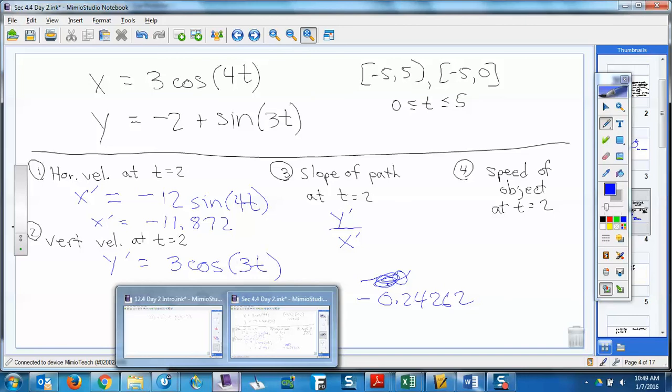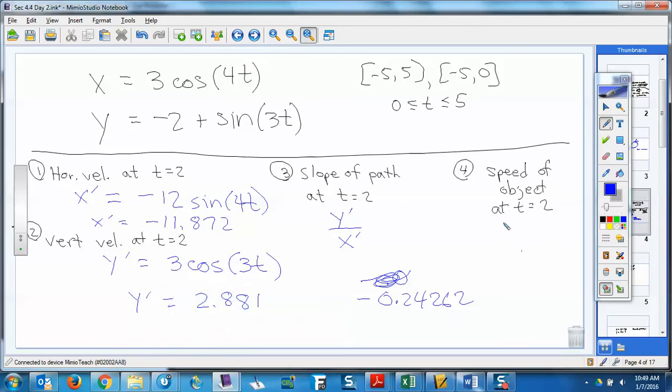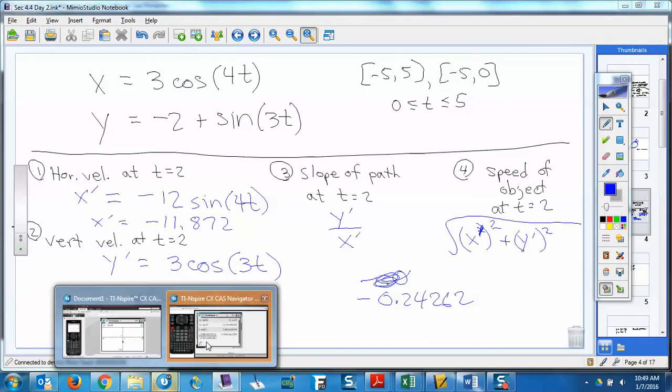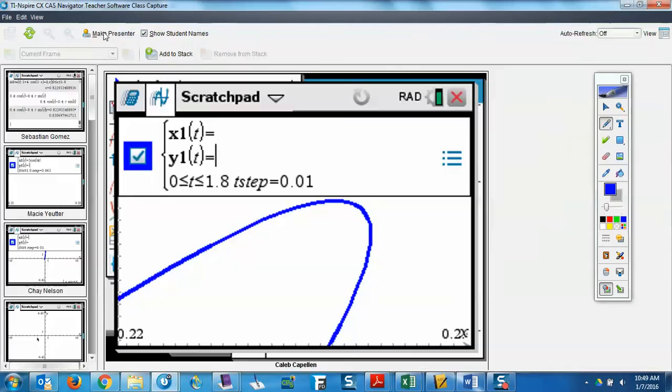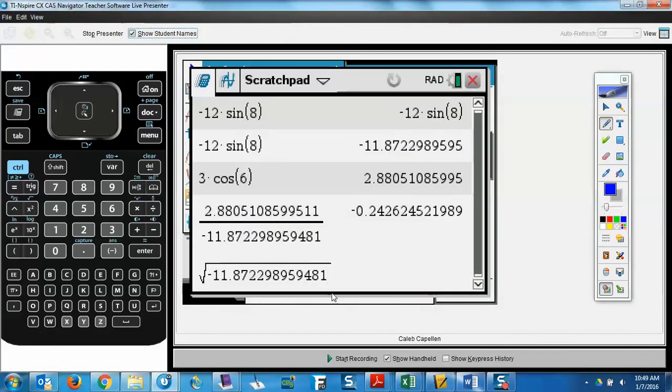So that seems reasonable. What about the speed? How do we do the speed? What's the equation? X prime squared plus y prime squared, square root of that. Well, here's x prime, here's y prime. So we just square each of those, add them together, and then do the square root of that.